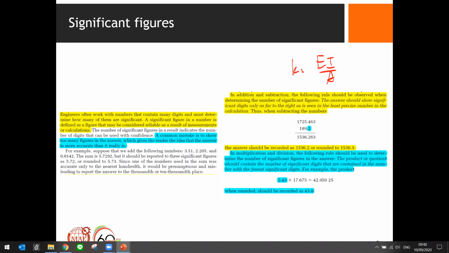E might come up as 200 times 10 to the 9. I is going to be 1 over 12 BH cubed, and A is going to be small a times C. You might notice that there are many multiplication steps and many variables. If you keep doing this, you might end up with no digits at all. So in calculation, in the university, it's really up to your teacher.